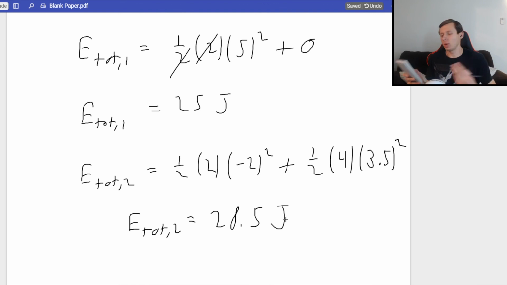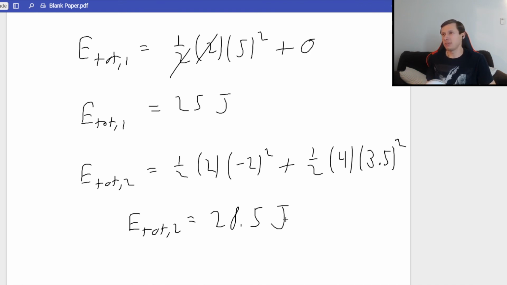Now, what kind of scenario? What kind of collision was this? Was this elastic, inelastic, or completely inelastic? Anyone? Is it inelastic? It is, and the reason you said that, I'm assuming, is because these energies do not equal each other. If energy total 2 was 25, then yes, this would be elastic.